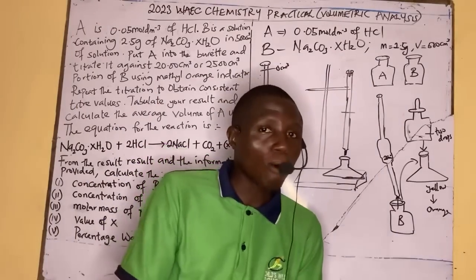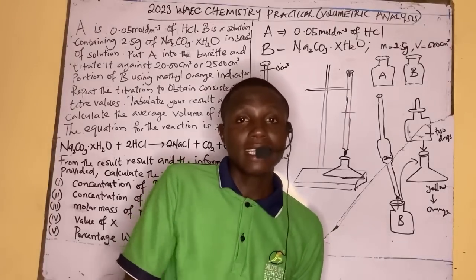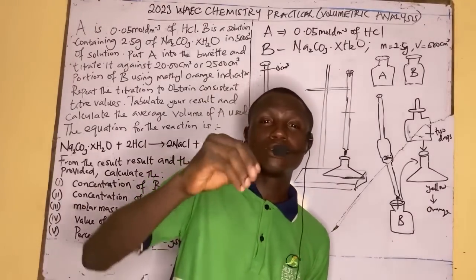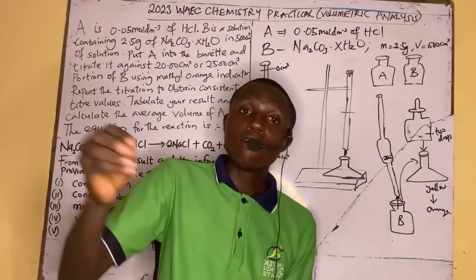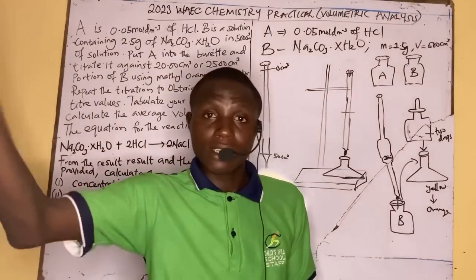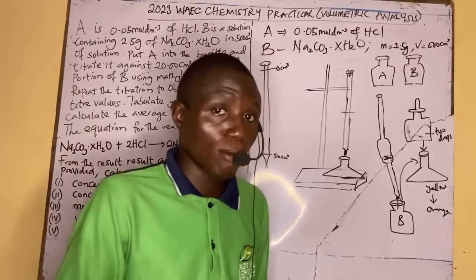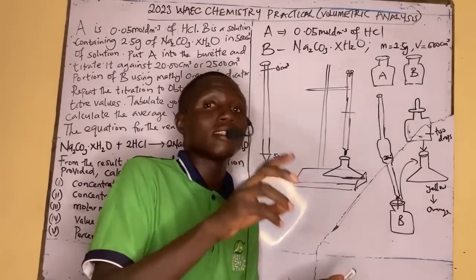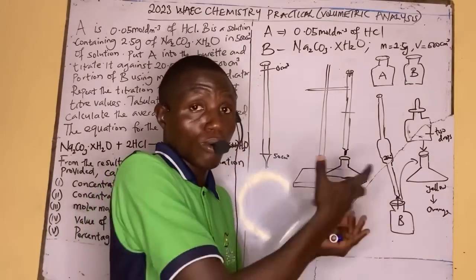So don't copy the volume of acid that I'm going to be using in this class and say that's what I'm going to use in the exam. No, use the volume of acid used in your center, because you are going to be marked by the volume of acid used by the teacher in your center. So please take note of that, so that you'll be able to get something close to, or exactly what, they are using in that center to do your calculation.